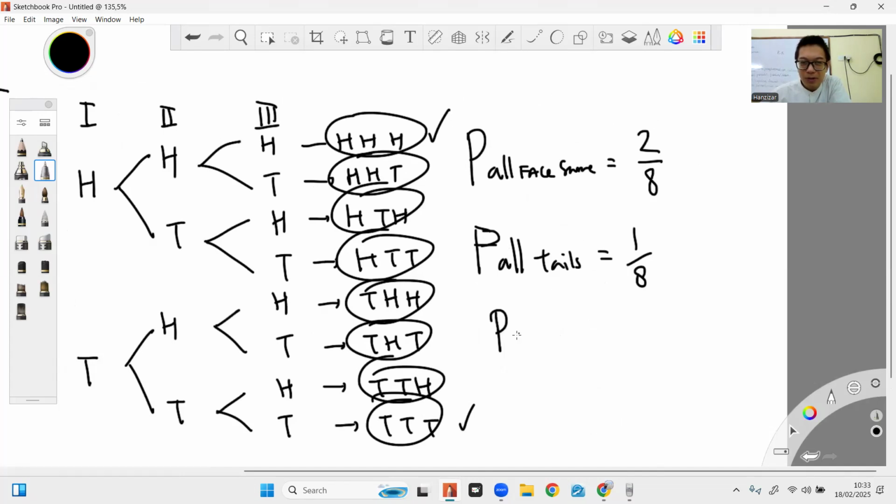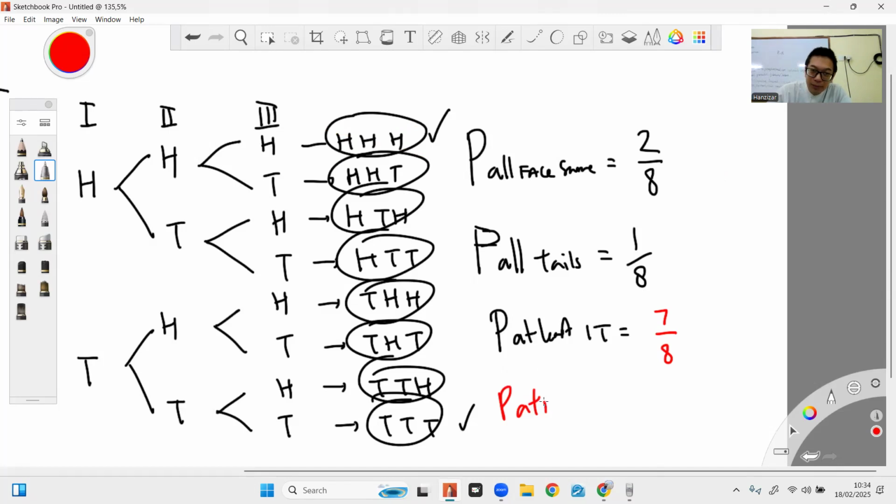Probability of at least 1 tail. Oh my goodness, how come? At least 1 tail: 7. It can be 1 tail, 2 tails, or 3 tails, right? Not this one. Make sense? 7 out of 8.